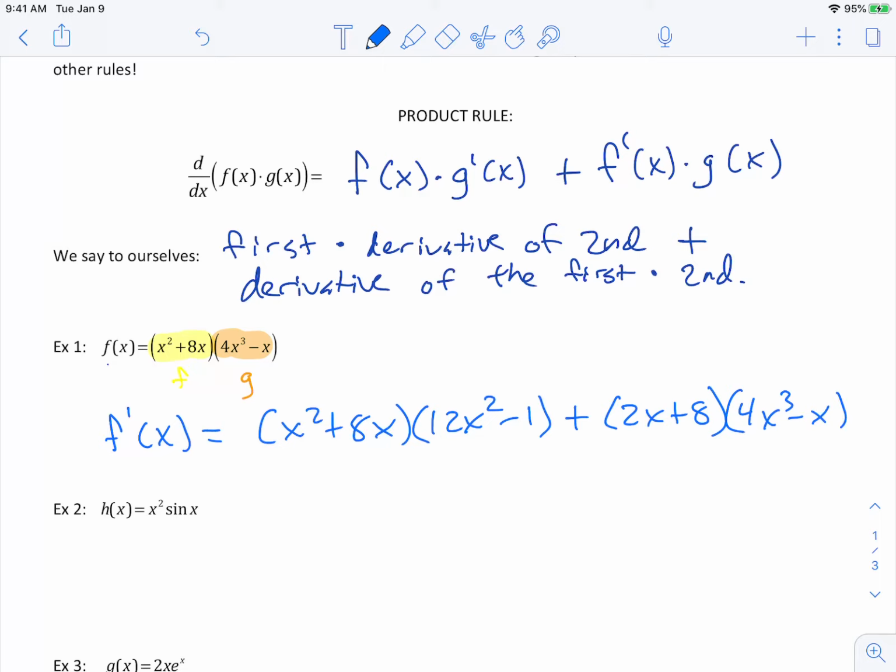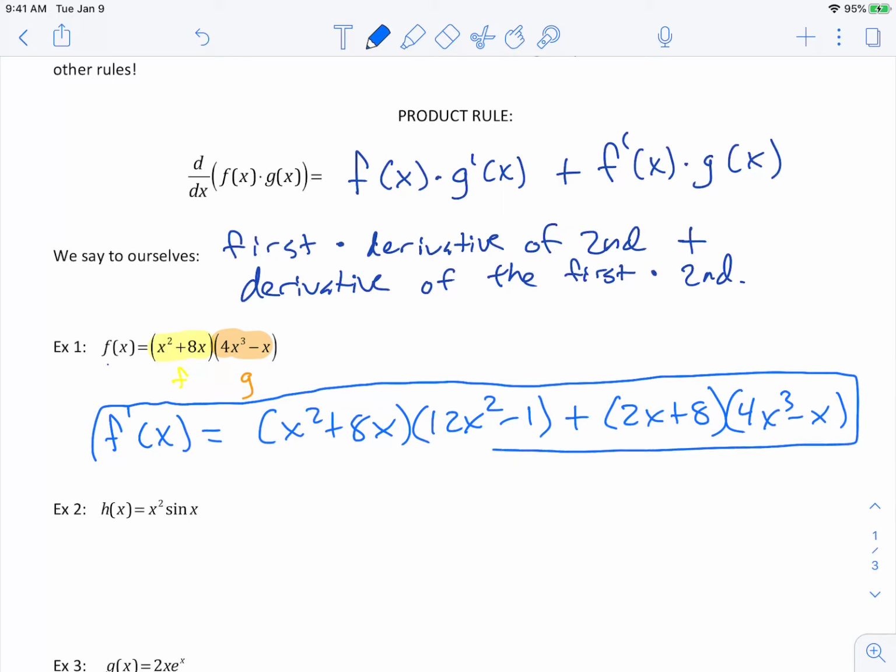Okay, and if all you need is a derivative for f, here is a derivative for f. If you need to multiply it out and simplify for something else, then you can go ahead and do that. But if you just need to report what's the derivative of f, this is good enough. Okay.